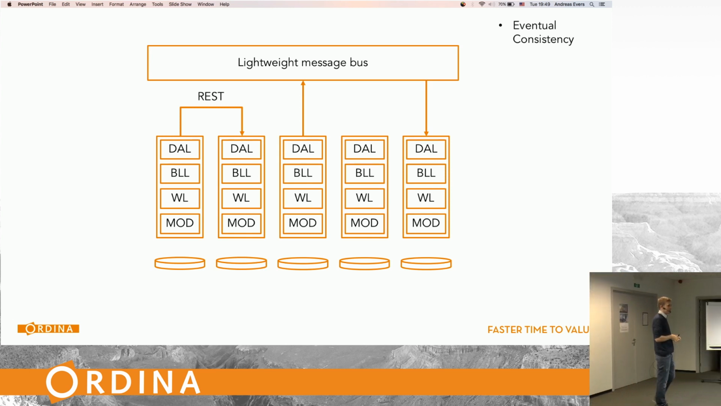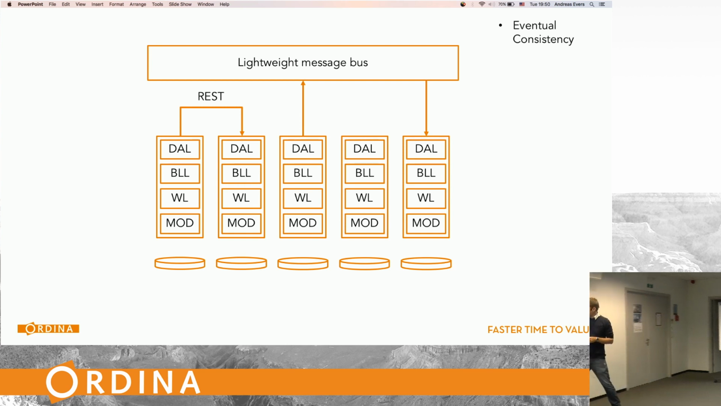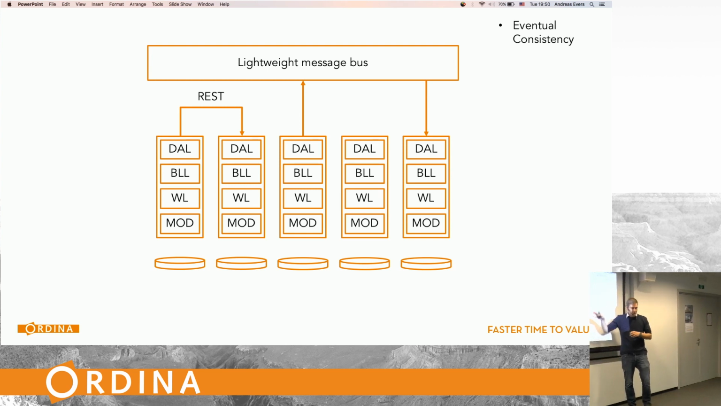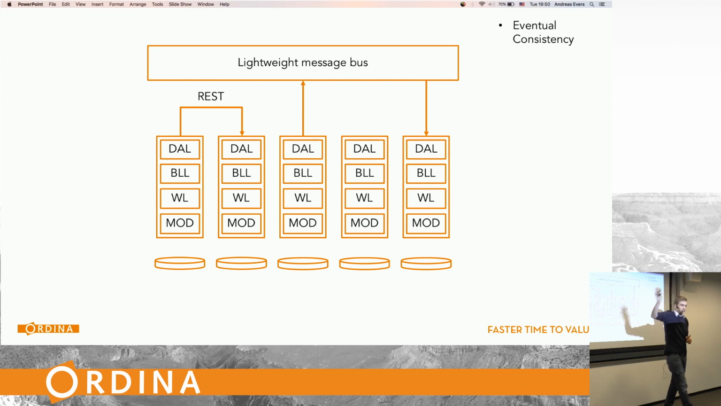Who knows about eventual consistency or has heard about it? All right, half. Eventual consistency talks about data. We now have data here. We used to have our big data structure here, and now we split it up in pieces. And these pieces now have to sync.